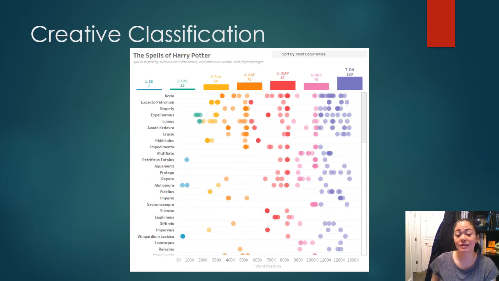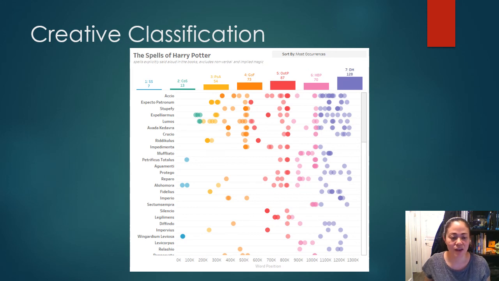Here's a really fun diagram that's really kind of a matrix. It doesn't quite look like a matrix, but it is a system of classification where somebody was organizing information about the different spells in Harry Potter, and specifically the spells that were said out loud in the books, not ones that were nonverbal or implied. So it reveals some interesting patterns when we do this type of classification.